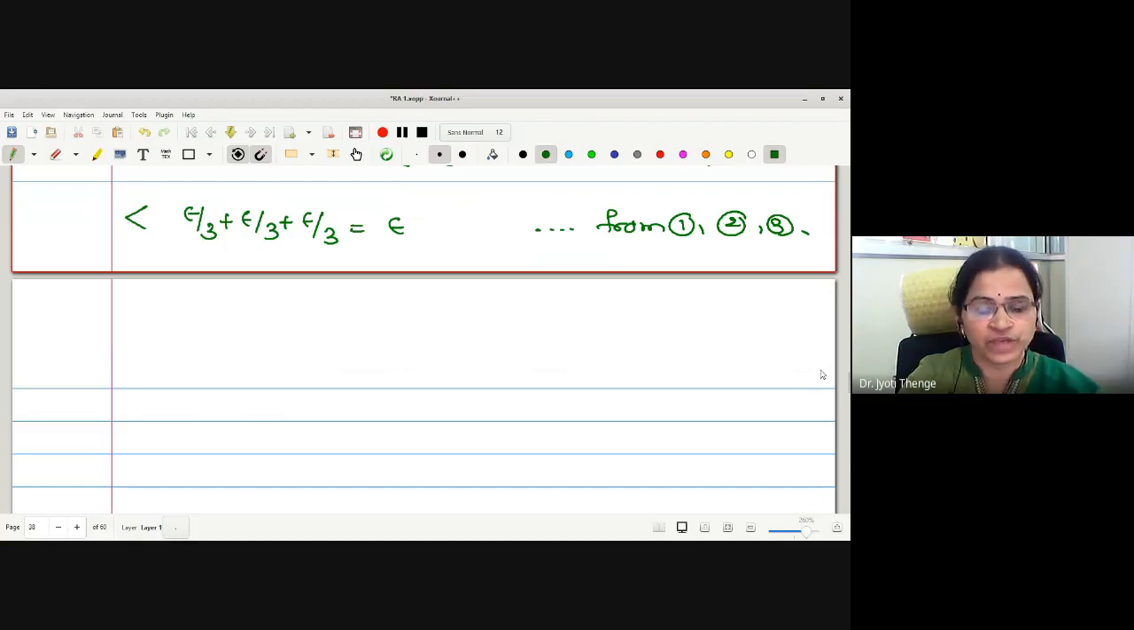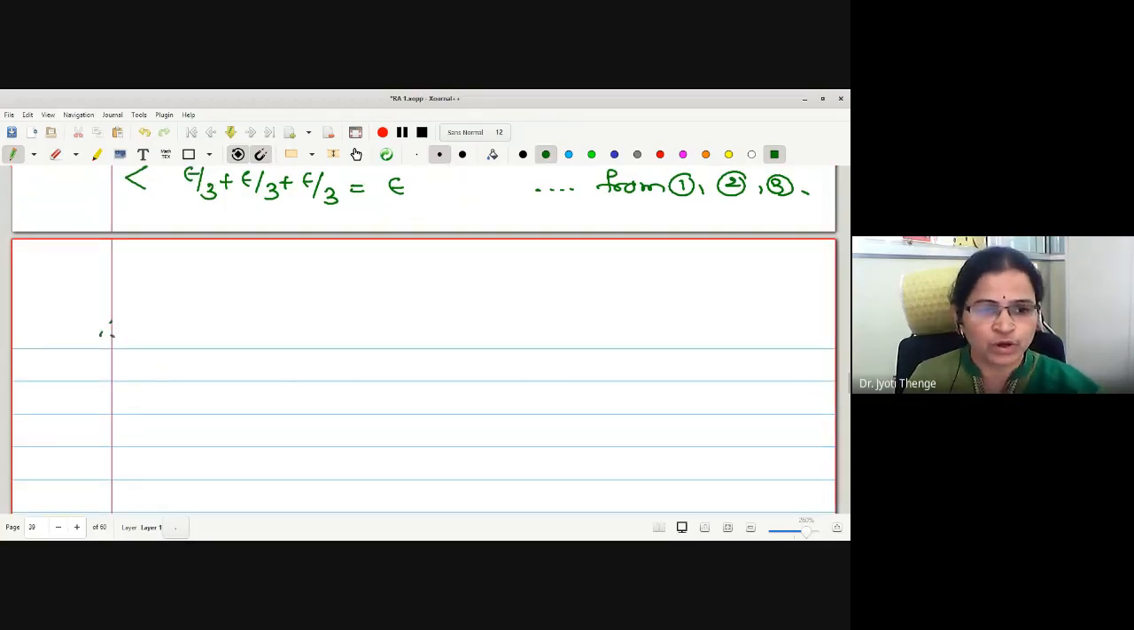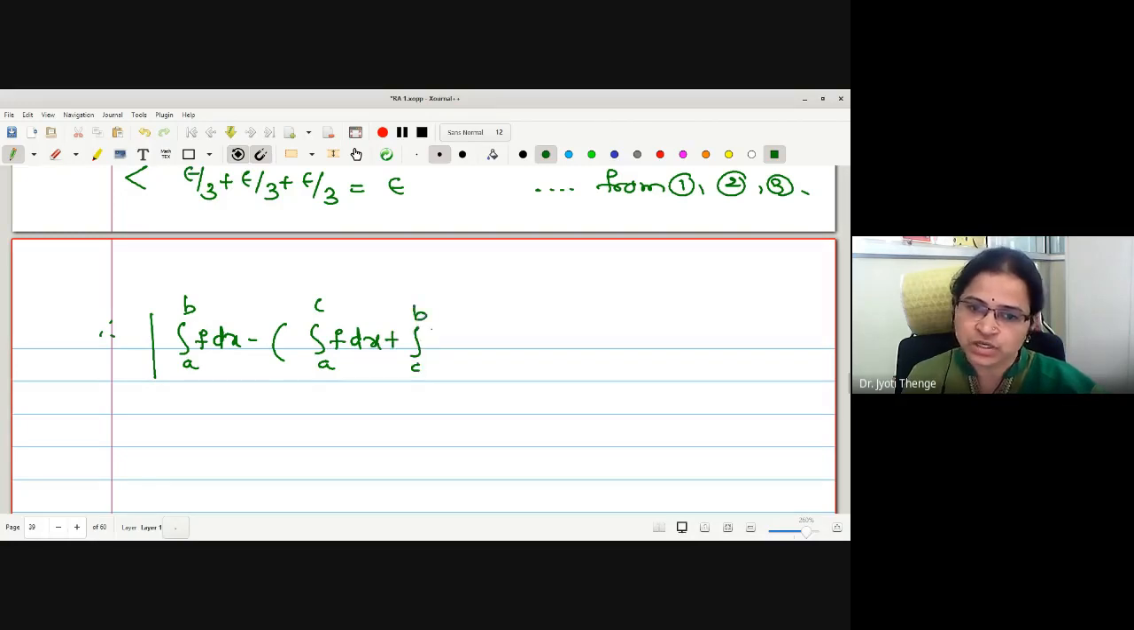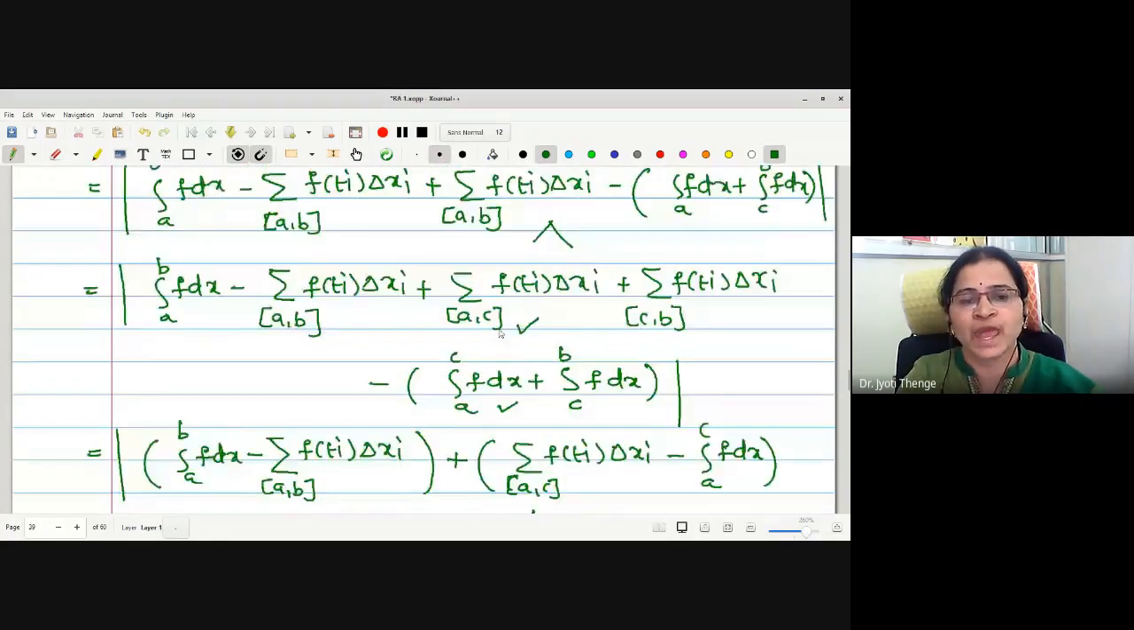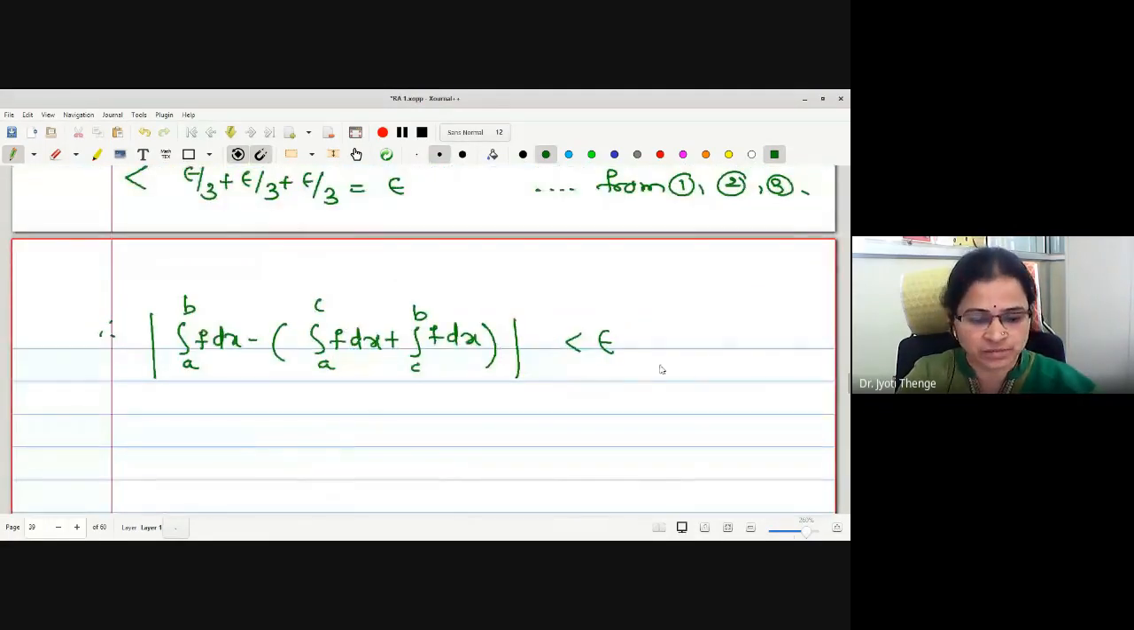Okay. So what we have proved? We have proved modulus of integration a to b f dx minus integration a to c f dx plus integration c to b f dx is less than epsilon. Correct? This is our left hand side we have started with. Integration AB minus integration AC plus CB, and we have proved it as less than epsilon.